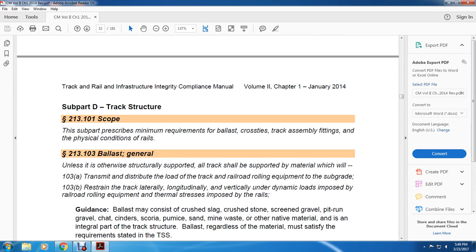transmit and distribute the load of the track and railroad rolling equipment to the subgrade, and restrain the track laterally, longitudinally, and vertically under dynamic loads imposed by railroad rolling equipment and thermal stress imposed by the rail.